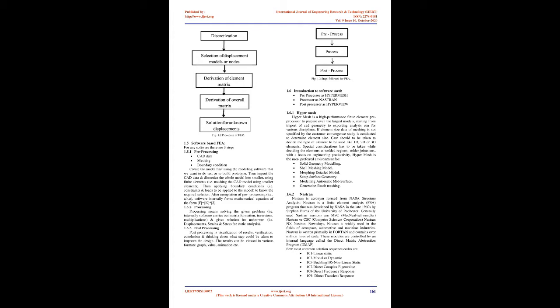Derivation of overall matrix: while there has to be displacement at the node, it has to be the same for all the adjacent elements. By this, the combined element matrix can be determined. Solution for unknown displacements: when the specified boundary conditions are applied to the equation given below, the unknown displacement values can be determined. KQ equals F, where K is the stiffness matrix, Q is the nodal displacement, and F is the force matrix.